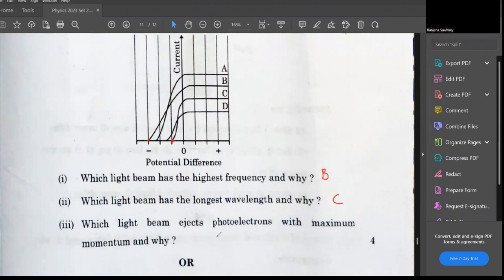Which beam ejects photoelectrons with maximum momentum and why? For maximum, we know that E is equal to h nu. So which beam will have the maximum momentum? The one which is having the maximum kinetic energy. And maximum kinetic energy, the one which is having the maximum frequency. Which one is having the maximum frequency? B. So B beam will have the maximum.